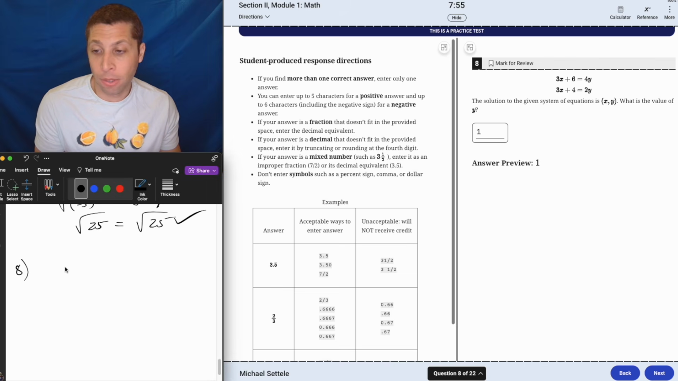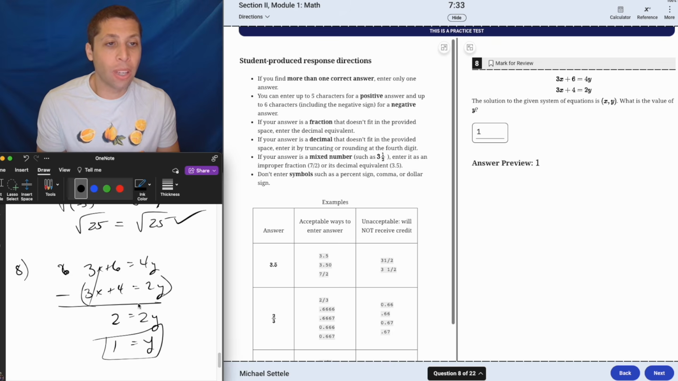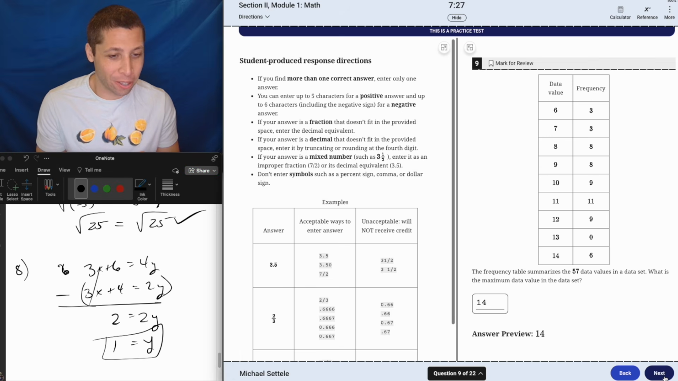Let's add them. So 6, or subtract. So 3x plus 6 equals 4y. 3x plus 4 equals 2y. So you got to subtract, but you got to distribute. So this goes 6 minus 4 is 2. 4 minus 2 is 2. So y is 1. Right, so it takes no time at all to do the algebra, but if you mess it up, then you've taken no time at all to get the wrong answer. So what good is that?